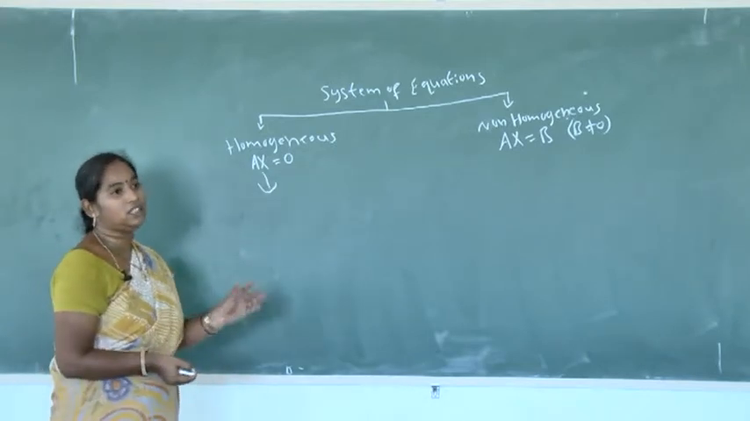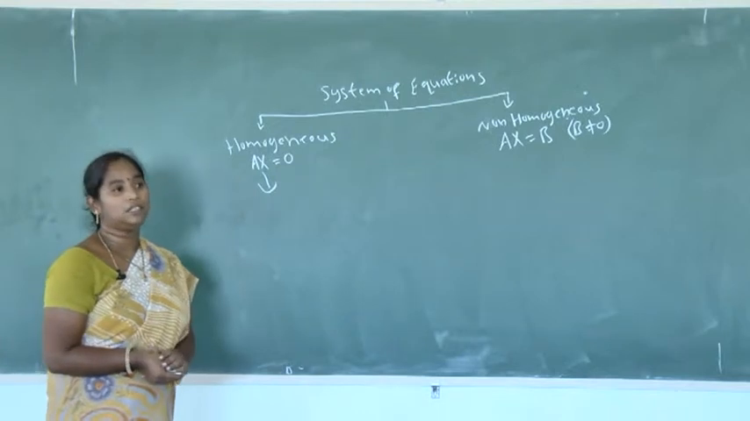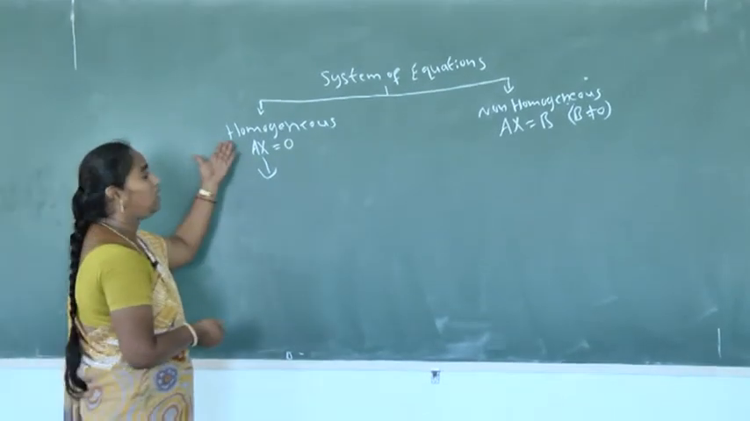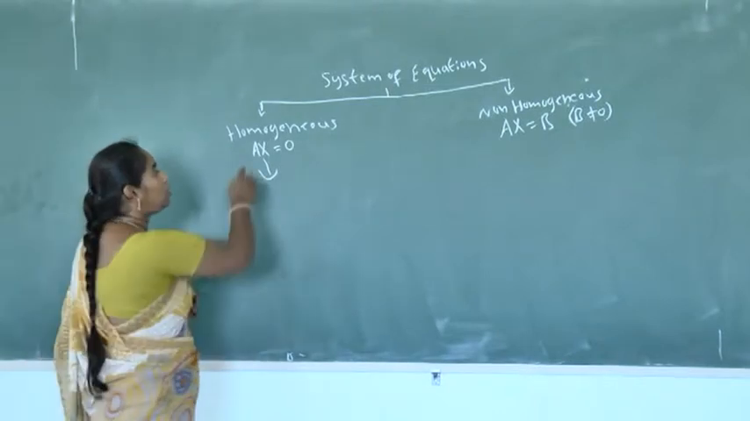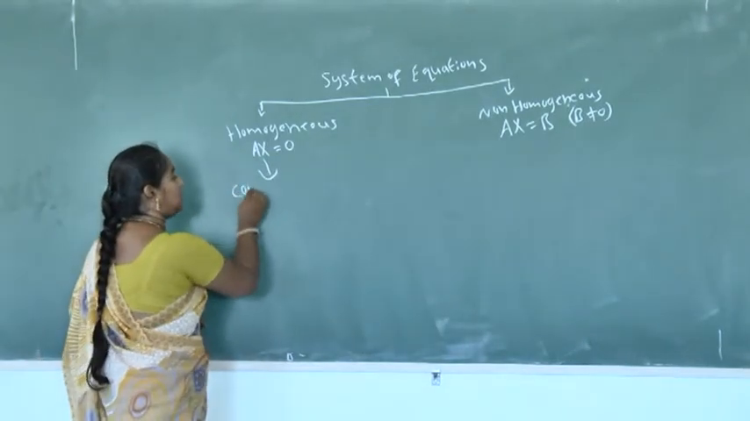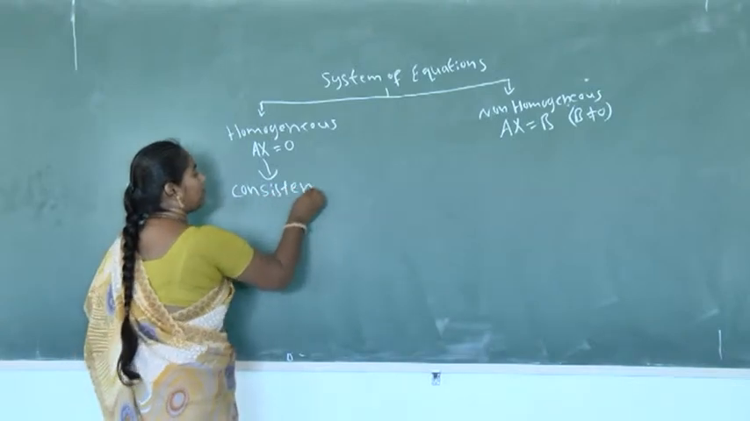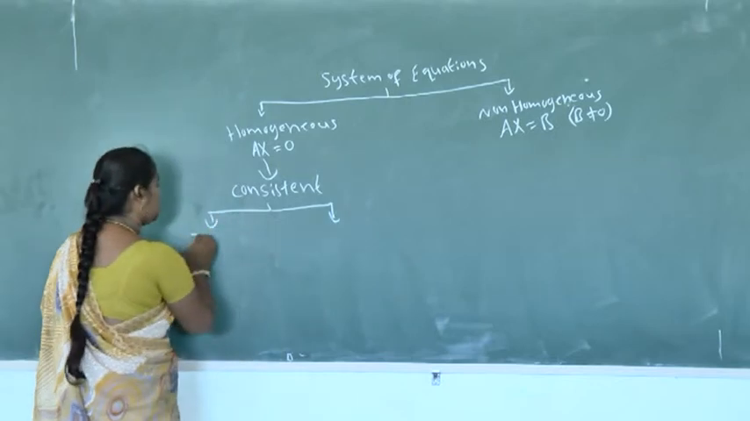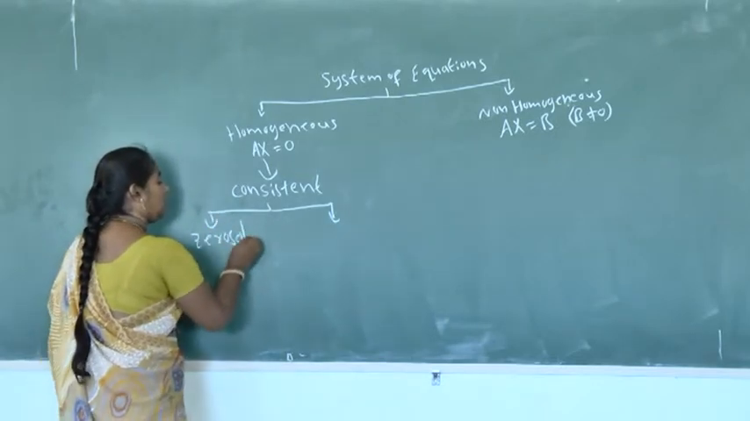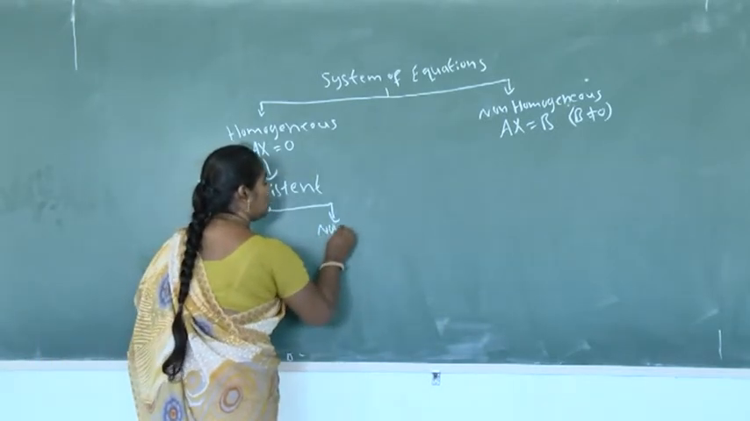Consistent means that if a given system has a solution, then the system is said to be consistent. Here every homogeneous system will have a solution, which is the zero solution. So every homogeneous system is consistent. It will have two types of solutions. One is the zero solution and the second one is the non-zero solution.